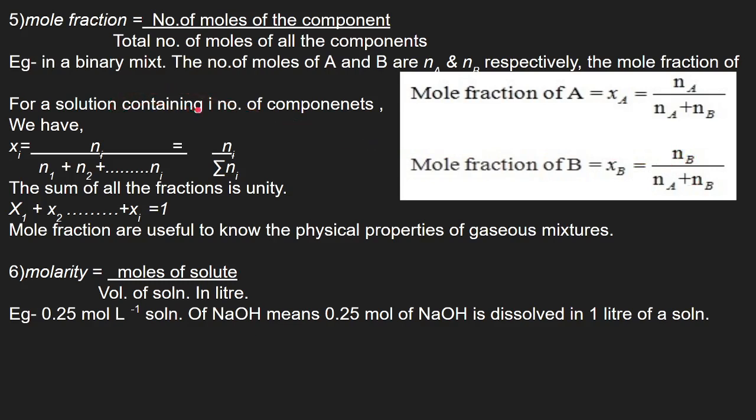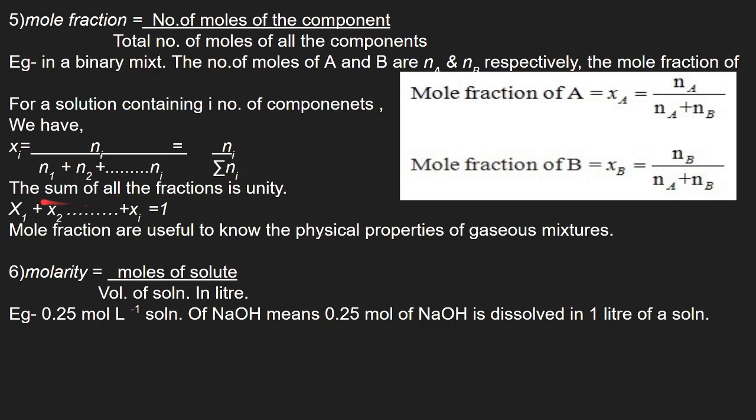So for a solution containing i number of components, for example like we were studying about A and B, now here it is containing i number of components, we have Xi equal to Ni divided by N1 plus N2, and it goes on till Ni. So we in short write it as Ni divided by summation of Ni, which means total number of moles of components. This sign is known as summation. The sum of all mole fractions is unity.